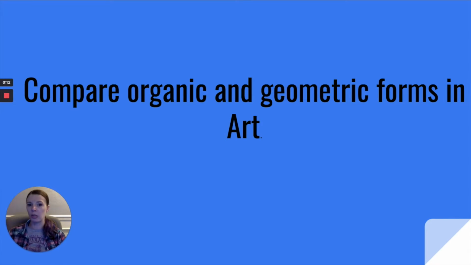This week in art, we are going to be talking about organic and geometric forms. So a form is a shape that has turned 3D. Let's take a look at what this means.